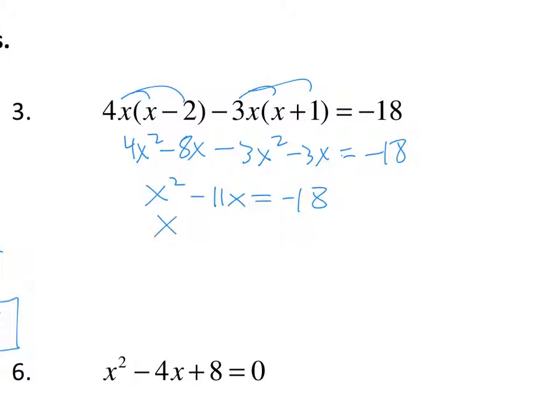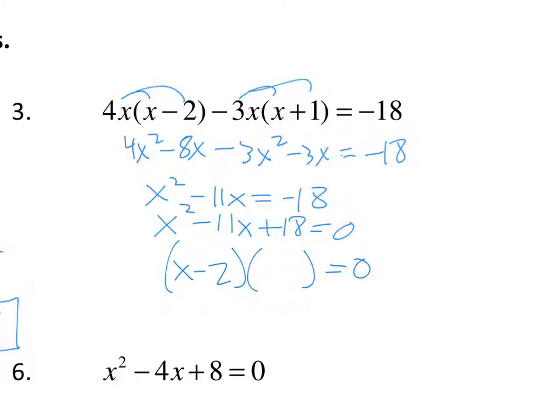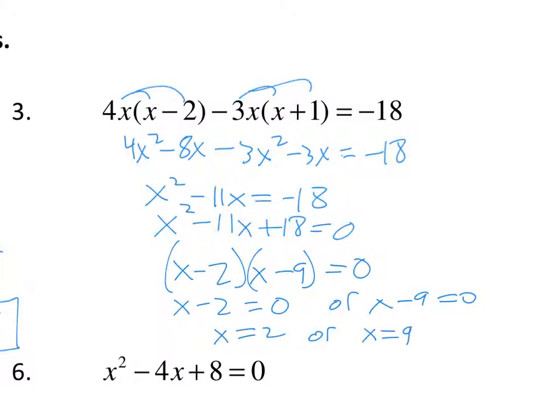And let's add that 18. We want to get this equal to 0. We want to put it in standard form. x squared minus 11x plus 18 equals 0. Now we're going to look for two numbers that add to negative 11 and multiply to 18. I believe those are negative 2 and negative 9. And so we set two equations here, either x minus 2 equals 0 or x minus 9 equals 0. So we have x equals 2 or x equals 9, and we need both of those answers.